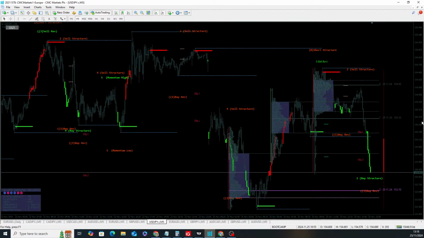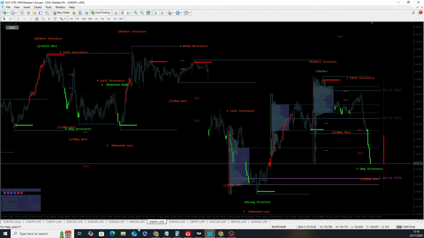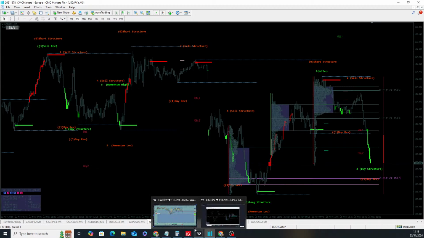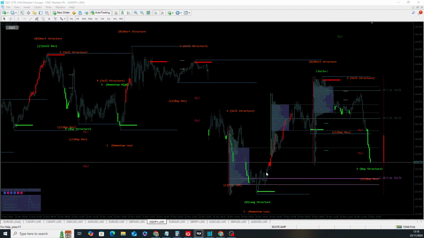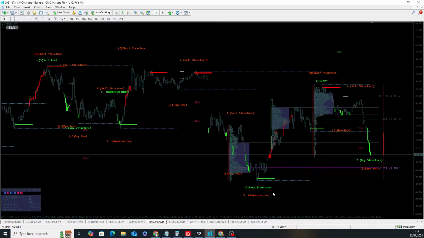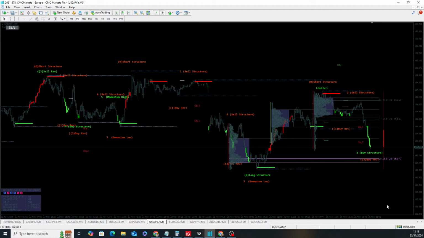Dollar yen. The dollar yen and the CAD yen are basically moving in tandem. So we want to do the same thing. We're looking for a break of the momentum low, and that will open up a new wave structure to the downside. So this CAD yen and the dollar yen are pretty straightforward.